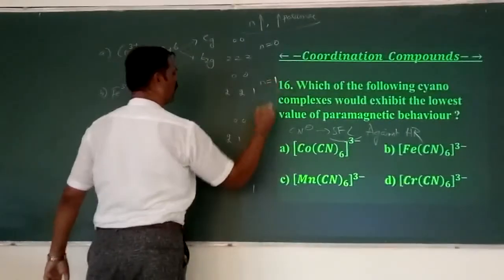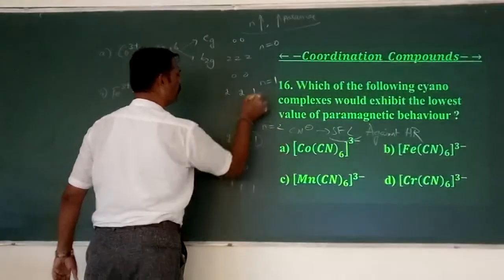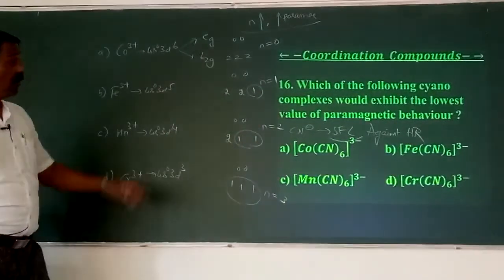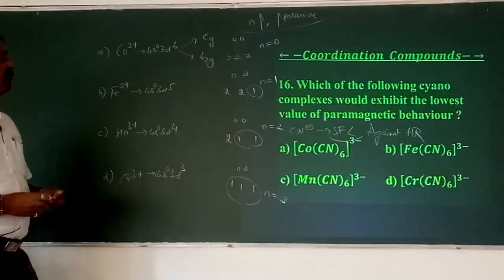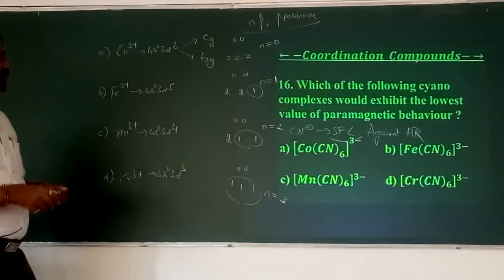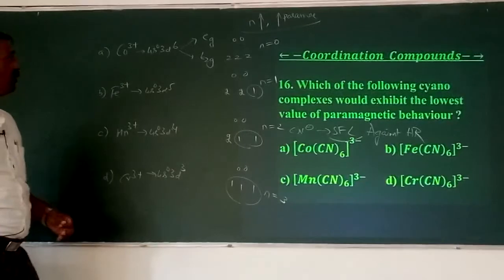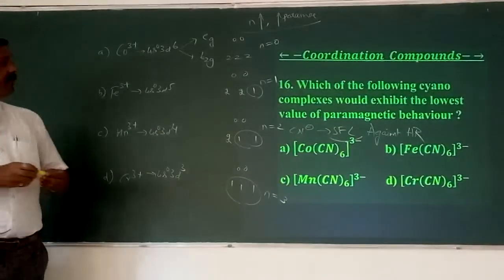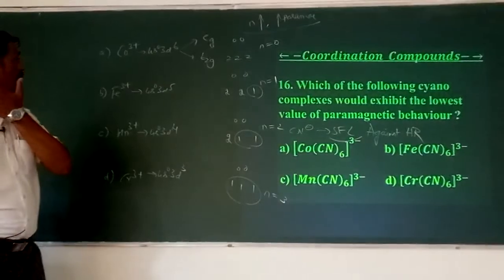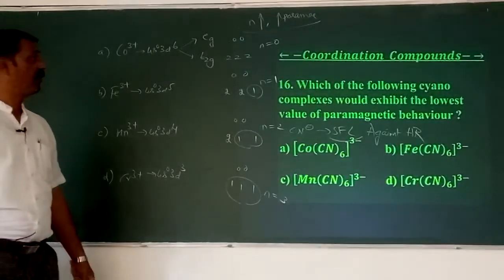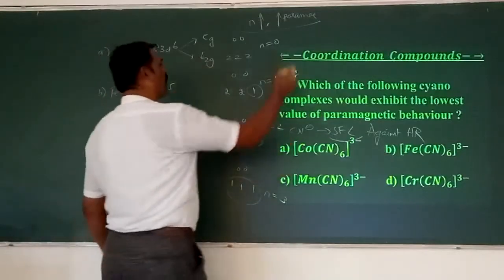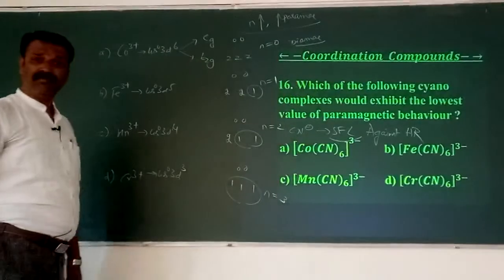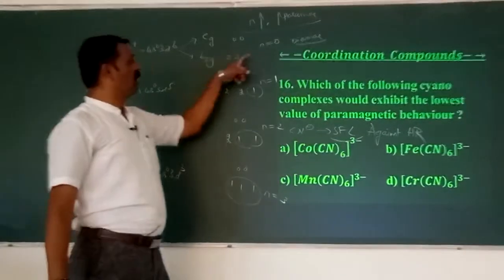So here, n is equal to 0, here n is equal to 1, n is equal to 2 here, and here n is equal to 3. Means lowest paramagnetic behavior, we can say that it is an example for a what? So it is 16 in the form of A. Why? This is purely diamagnetic. Why? Because all are paired electrons.